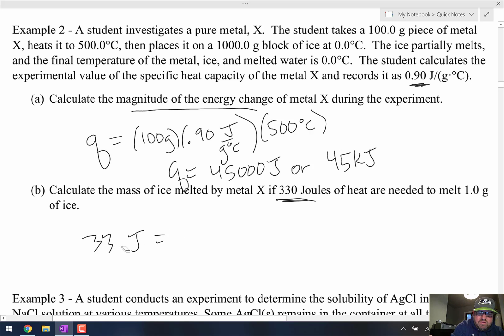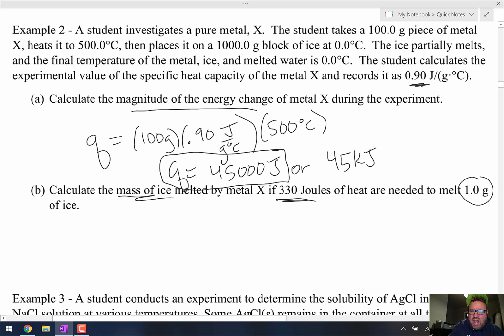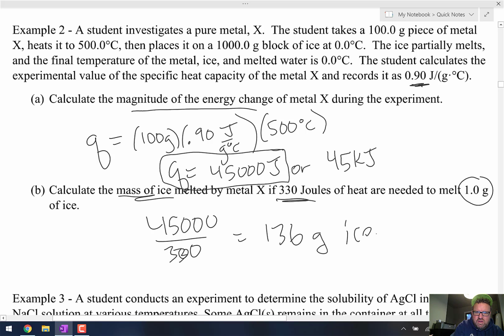Let's walk through this real quickly. If 330 joules of heat are needed to melt 1 gram of ice, and they want to know how much ice was melted, well, how much heat was given off by the metal? 45,000 joules. So 45,000 divided by 330 equals 136 grams of ice.